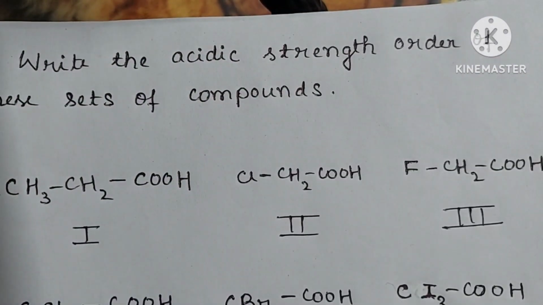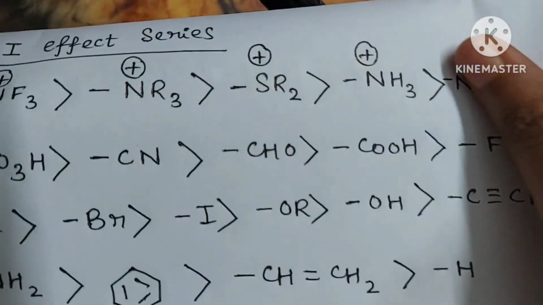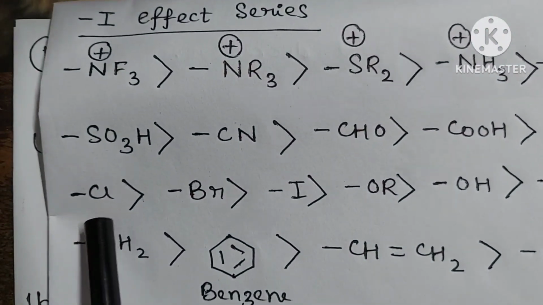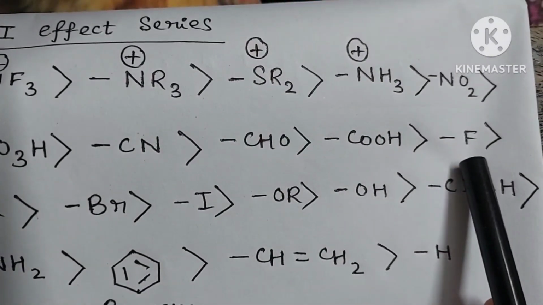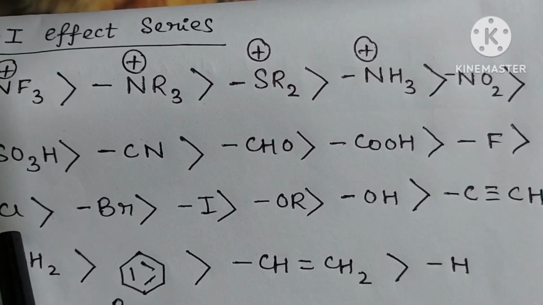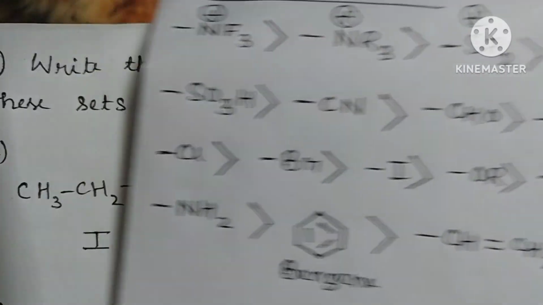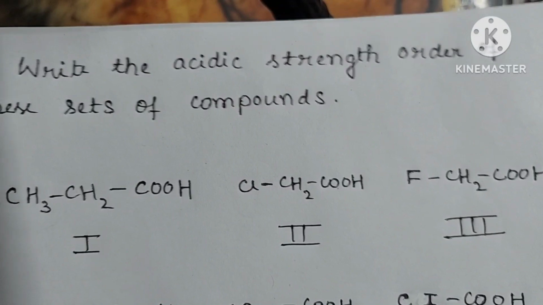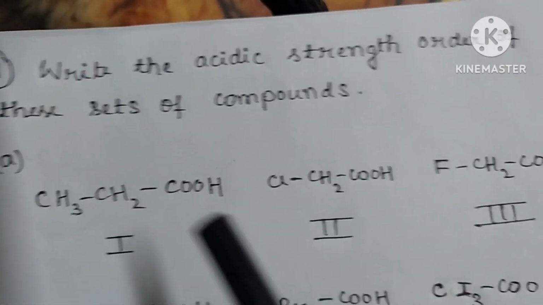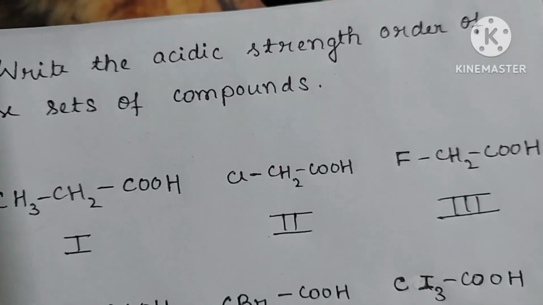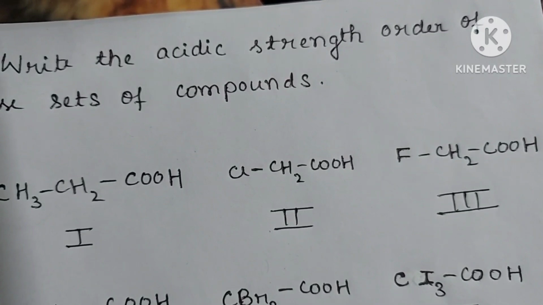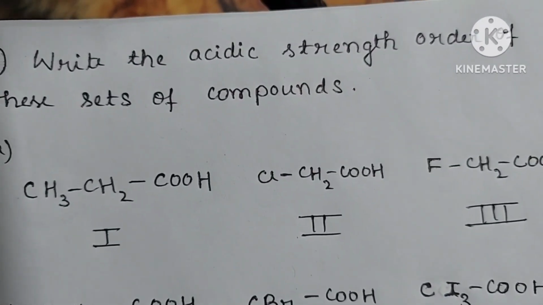See here, I will show you the minus I effect series. Here fluorine and chlorine, okay. So fluorine is having greater minus I effect than chlorine, okay. So for solving these questions, first we have to identify which one is having plus I and minus I and which one is having greater minus I, greater plus I, okay.